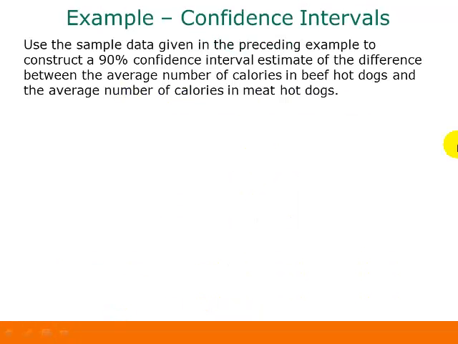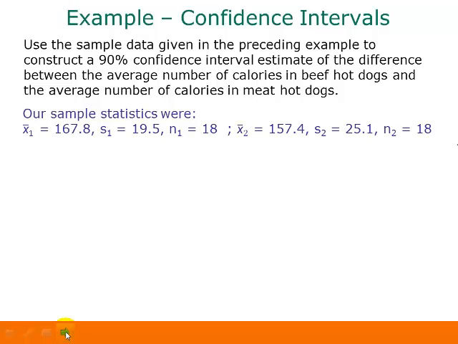So let's look at an example of constructing a confidence interval for the difference of two means. So we're going to use the same sample data that we used in the hot dog example, and we're going to use that to construct a 90% confidence interval estimate of the difference between the average number of calories in beef hot dogs and the average number of calories in meat hot dogs. So here were our sample statistics.